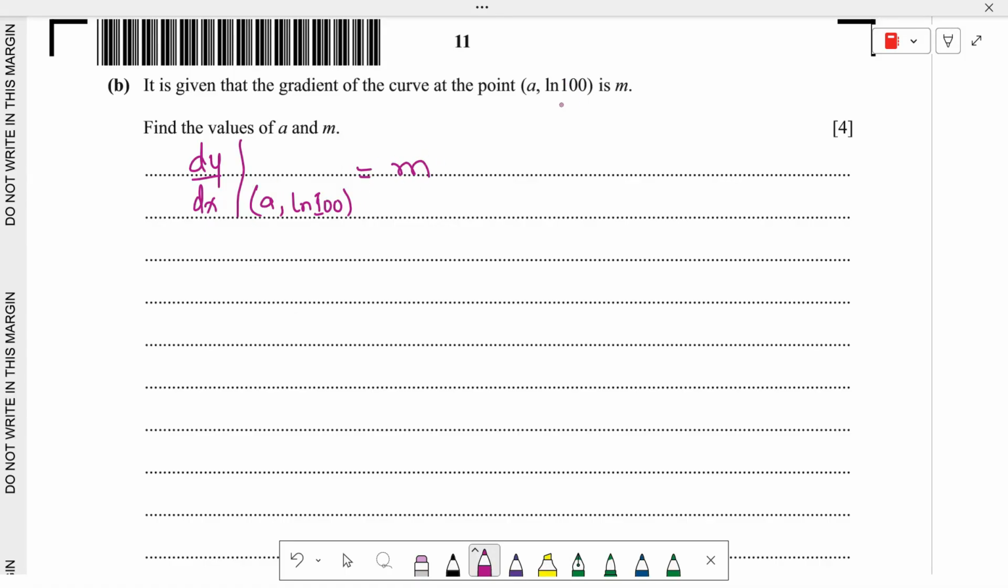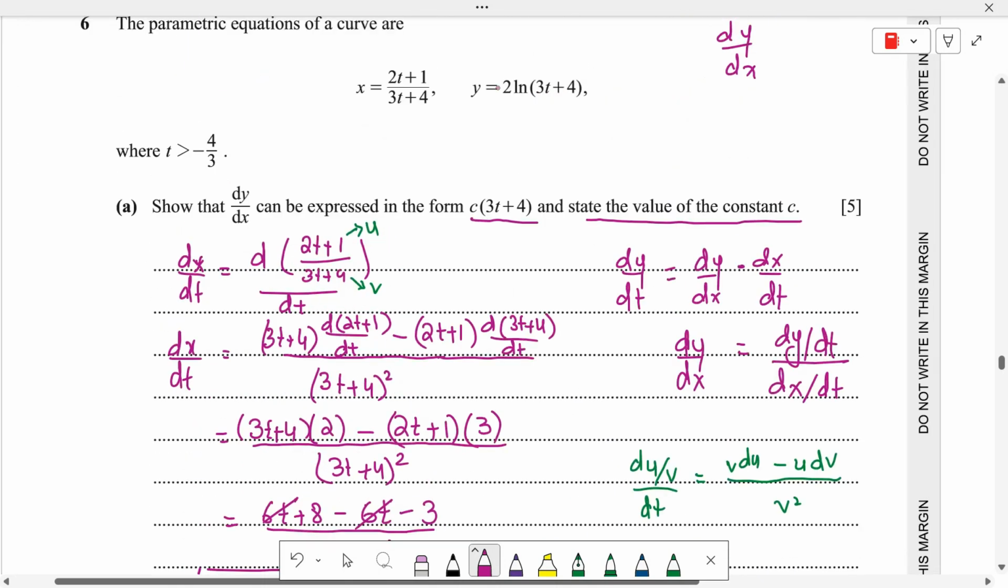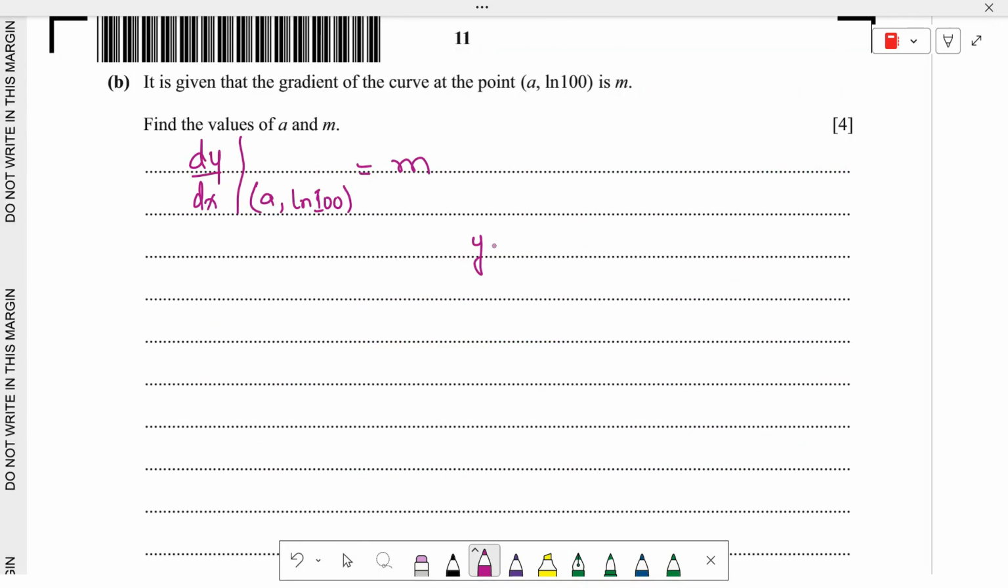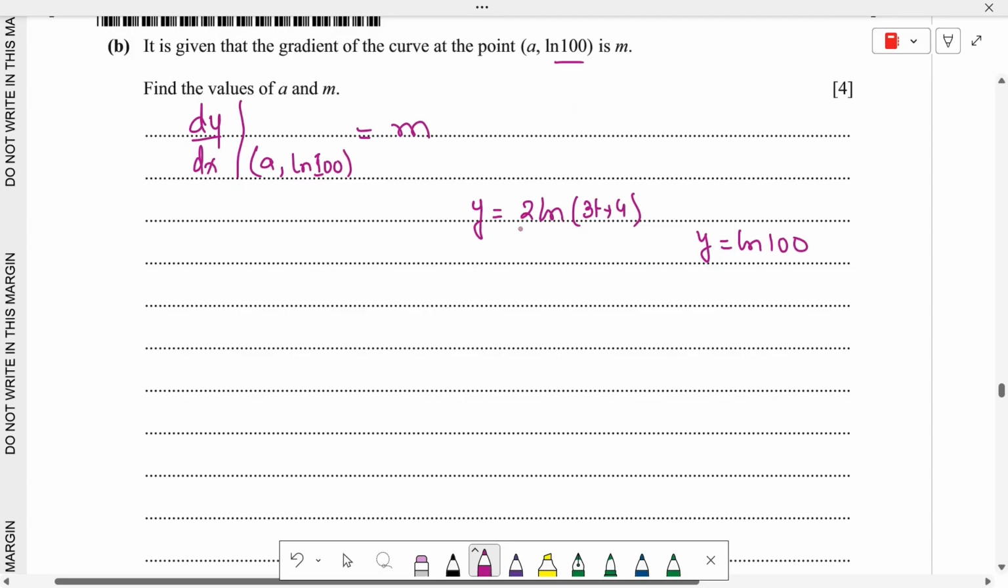First we substitute the y coordinate in the y equation to find the value of t. y is equal to 2 times ln(3t plus 4), and here y is ln 100, which is given. Okay, let's find the value of t.